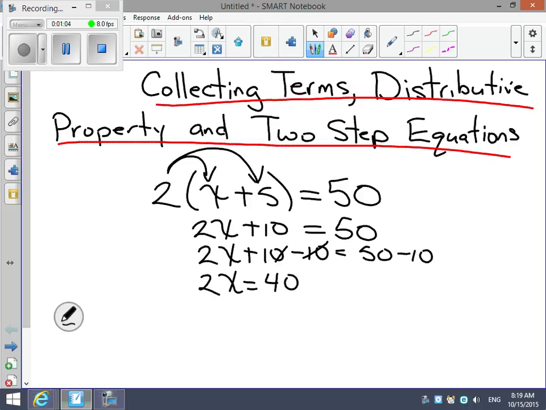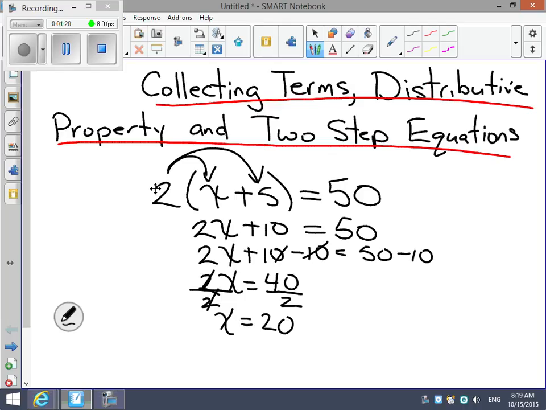You ask yourself what's going on between the 2 and the x, and we know it's multiplication. In order to get rid of it, we have to do the opposite operation, so that's going to be division to both sides. We're doing that so we can isolate the x by itself. And my answer there is 20.